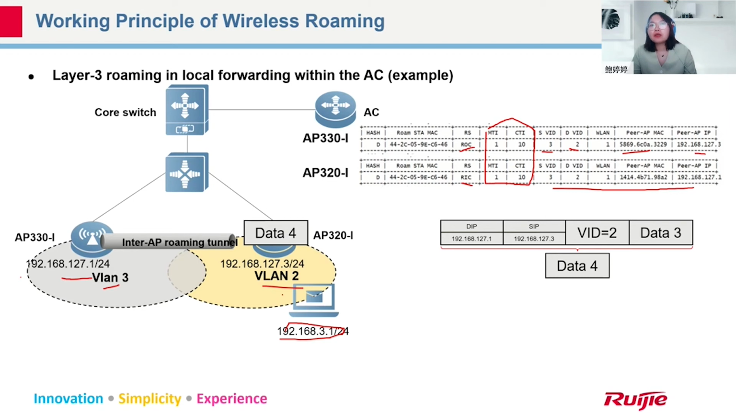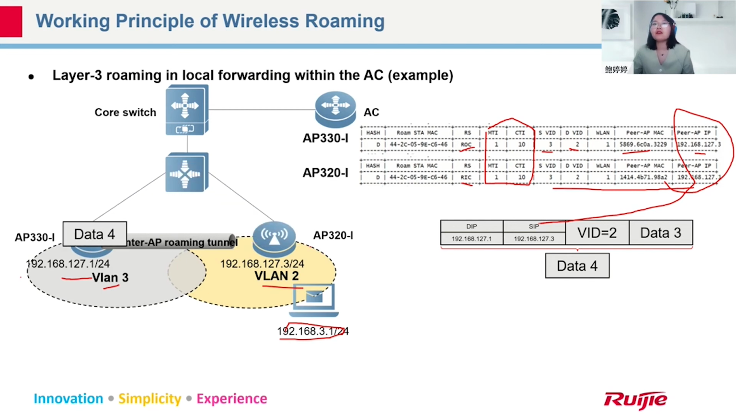Why do we add the VLAN 2? Because now we connect with AP320. And then we will add the destination and the source IP address. These two IP addresses come from the roaming table about these two parts. Because now I know this is a roaming message, I will add this source and destination IP address, one from the AP330 and one from AP320. And this is a new date, date 4.